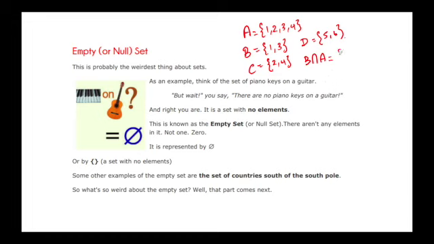All right, very good. 1 and 3. Those elements that are common, 1 and 3. But now let me ask you something. What is D intersect A?